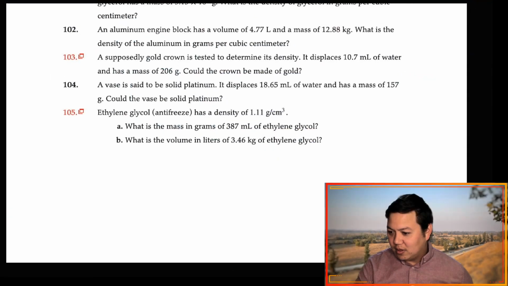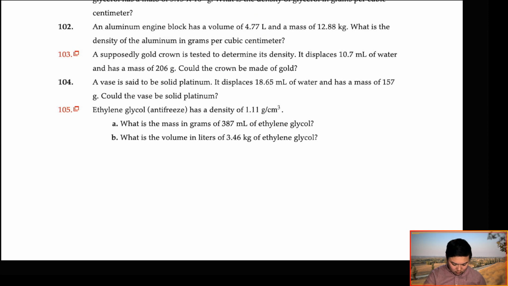Let's see. Swap here over to the iPad. Fortunately, there's enough space here that we can do it right here. Yeah, so ethylene glycol has a density of 1.1 grams per cubic centimeter. What is the mass in grams of 387 milliliters of ethylene glycol? Did you have a specific question for this one? Actually, I just wanted to sort of see it. Sure. Yeah, we can work it out.